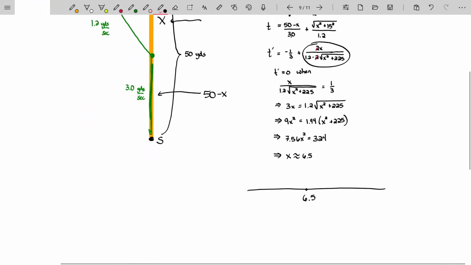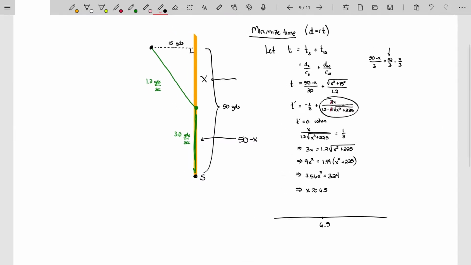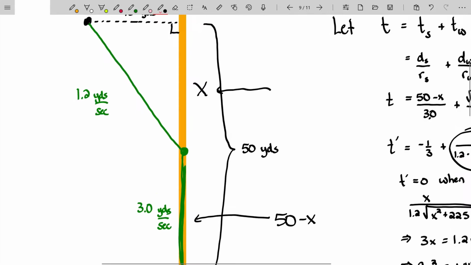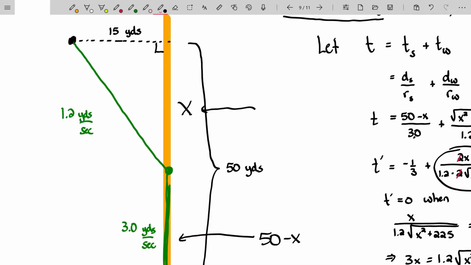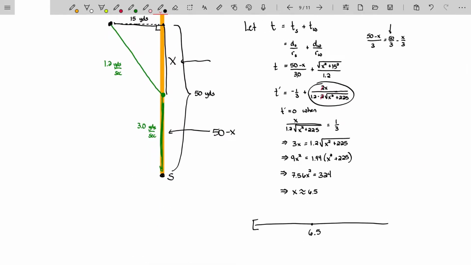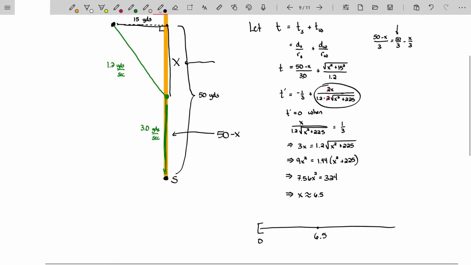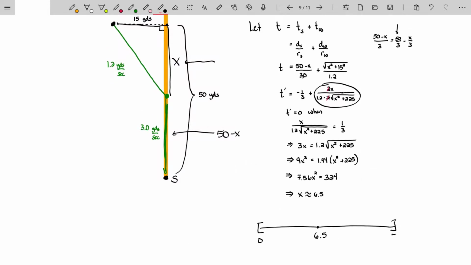Let's talk about realistic values for x. Your dog could be really dumb, I suppose, and run all the way past this. But let's assume your dog is not that stupid. Instead, let's just pretend the minimum x could be 0. In other words, the dog could run all along the shoreline and then hop in the water. So the minimum value for x will be 0. The maximum value for x, as long as your dog's not stupid and runs this way first, would be 50. That's just where the ball started.